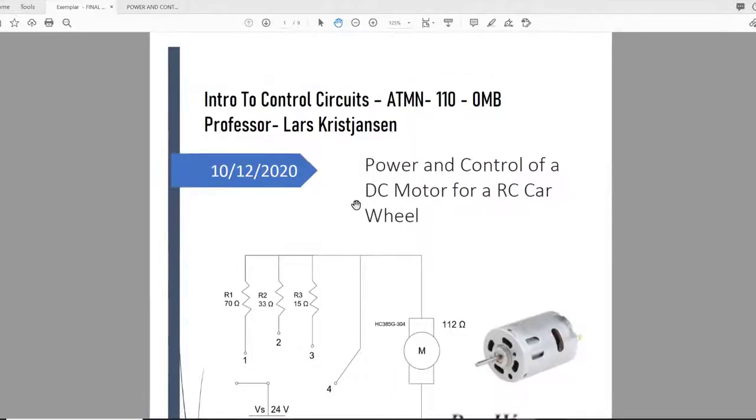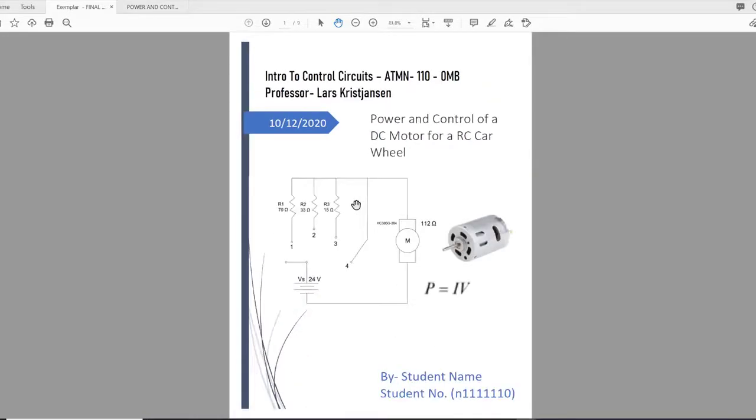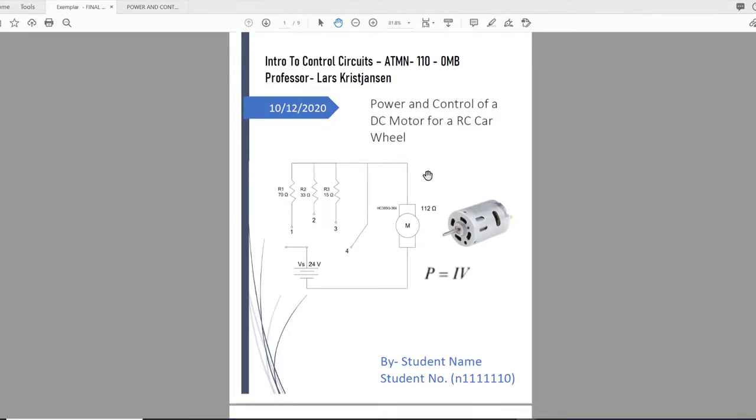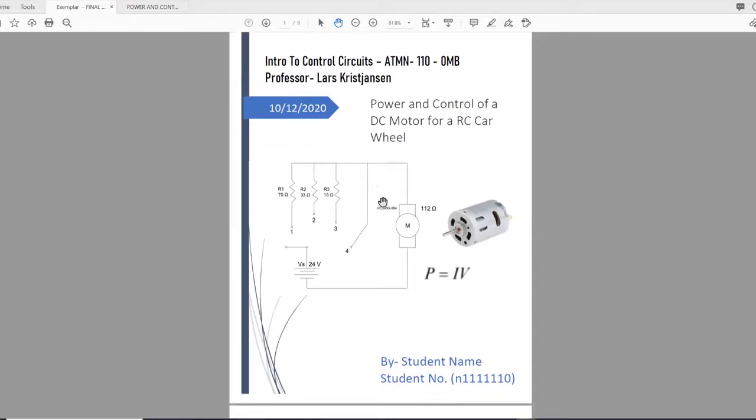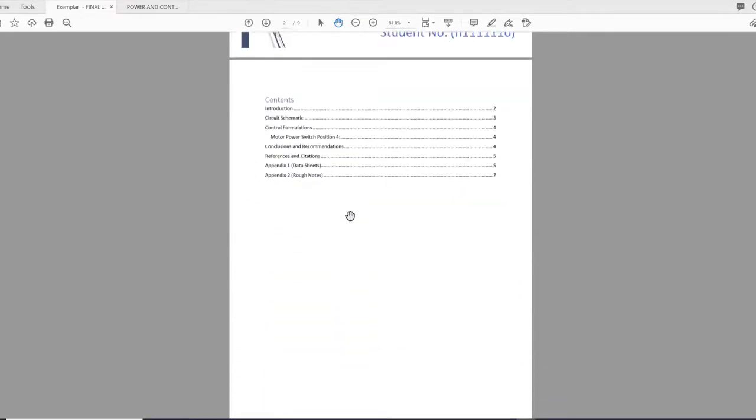Okay, so I've got some exemplar documents, and I want to go over them. Here's a really good report, put together on the power and control of a DC motor. In the last one that we just did, this is what was going on. This was the cover page, and that's fine. The cover page has a lot of extra stuff on it, and that's fine. You can put diagrams and motors and stuff on there. It looks great.